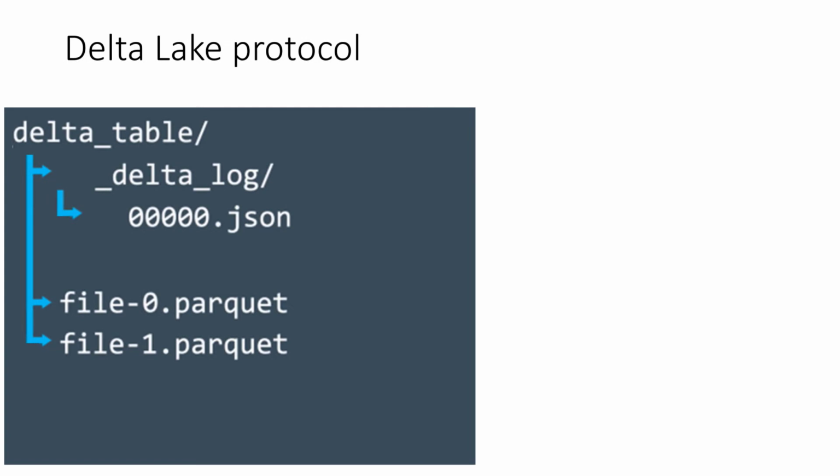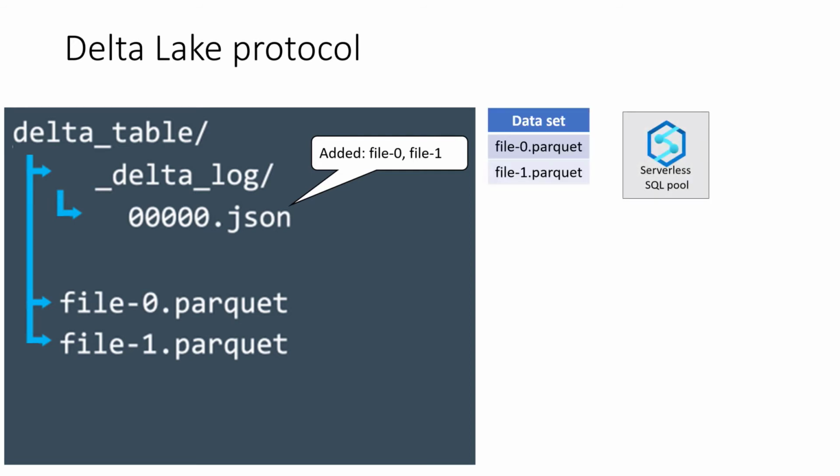Okay, let's see what is Delta Lake and what is Delta Lake protocol. Here I have one Delta table stored in Delta table folder with two Parquet files, file 0 and file 1 Parquet. And it has Delta log folder that contains one JSON file that contains file paths in this Delta table folder that some reader should read. So this JSON file contains information that in Delta Lake we added file 0 and file 1.